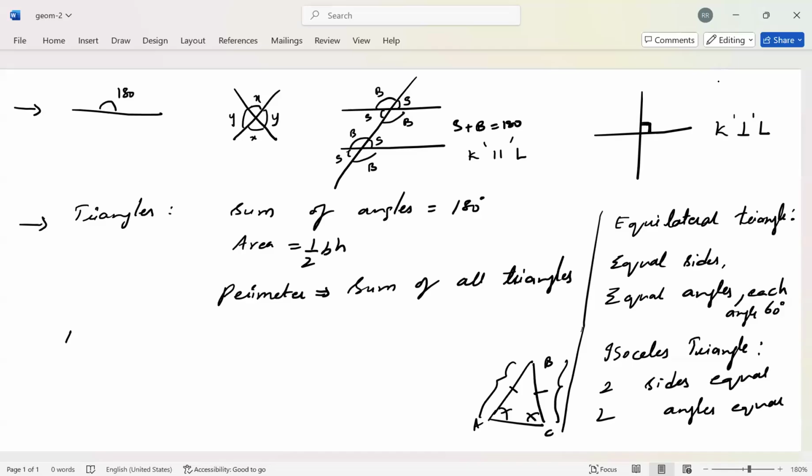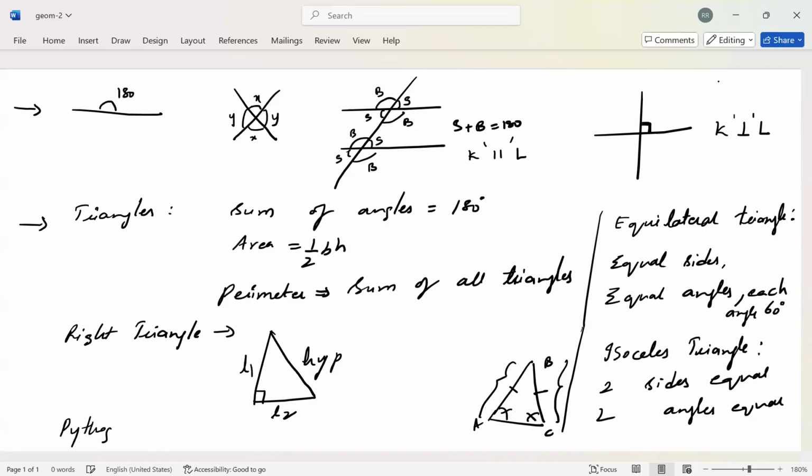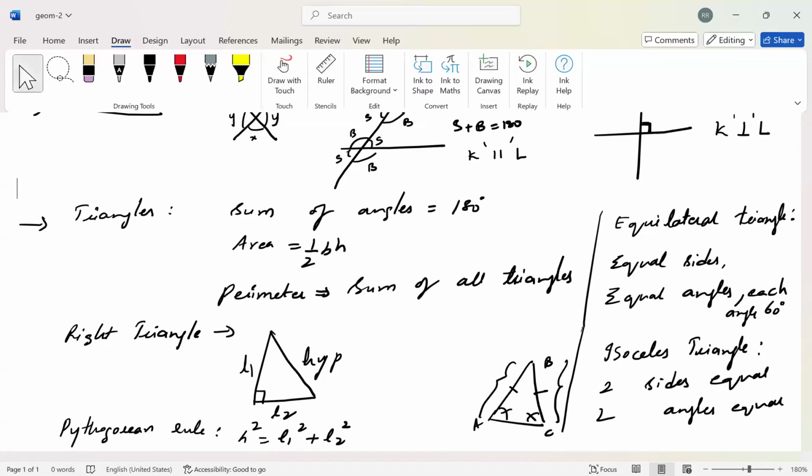After equilateral and isosceles, we have right triangles. In a right triangle, one of the angles is 90 degrees, and opposite to the 90 is the hypotenuse. This is the hypotenuse, and these are leg 1 and leg 2. Every right triangle follows the Pythagorean rule: hypotenuse squared equals leg 1 squared plus leg 2 squared.